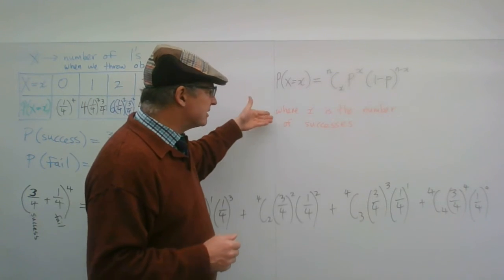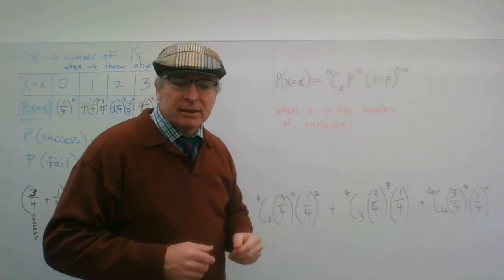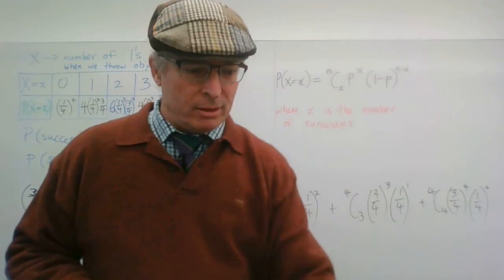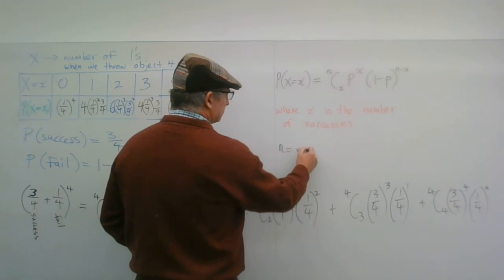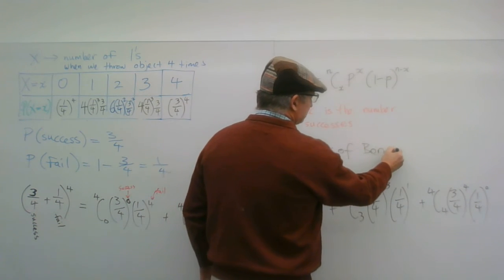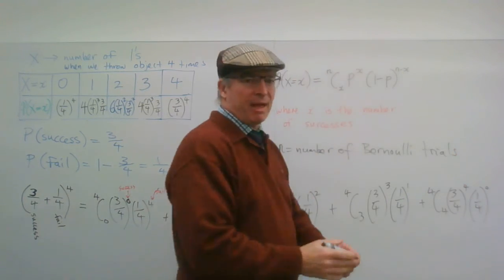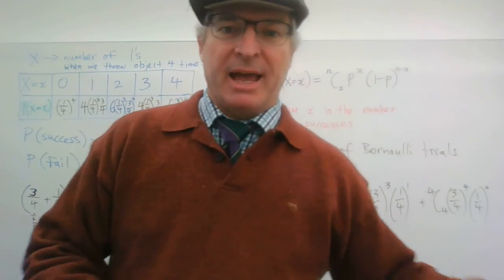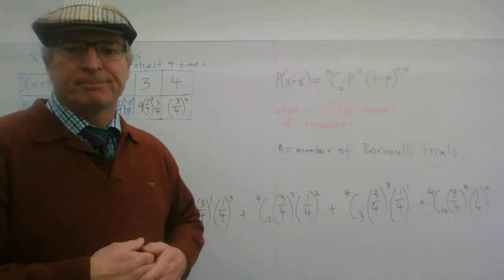So you need to know X is the number of successes, and N is your number of trials. It's your number of Bernoulli trials. How many times you, in this case, throw this thing? How many times you throw the dice? How many times you throw a coin?